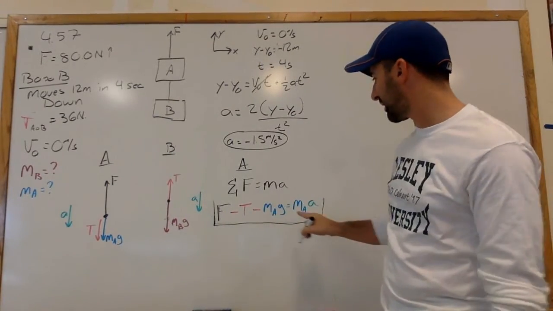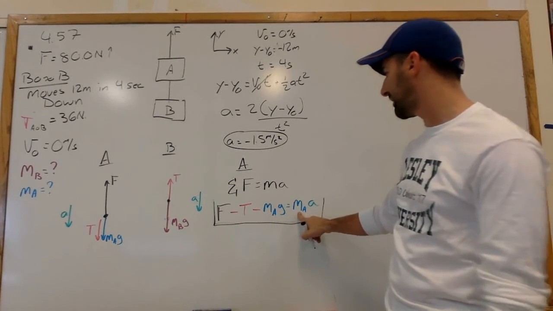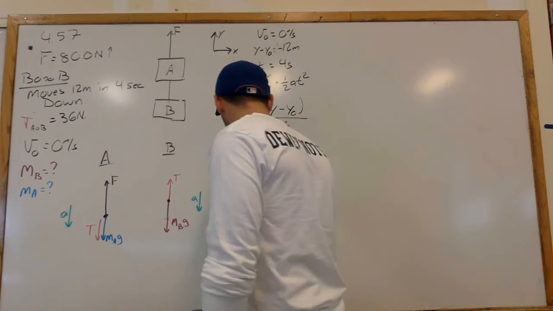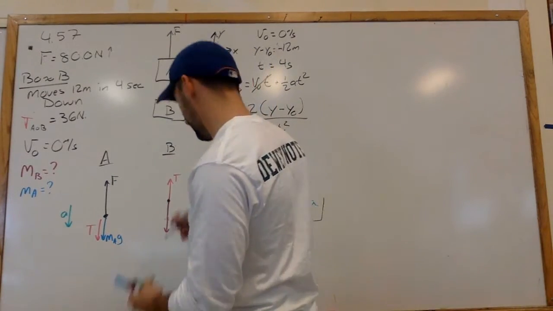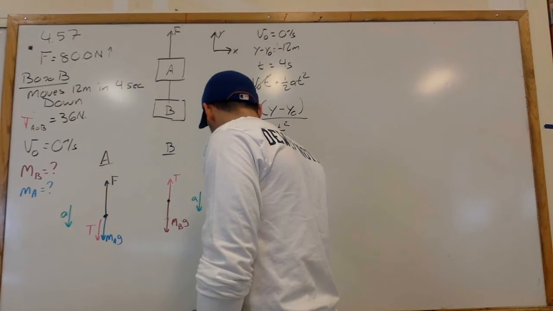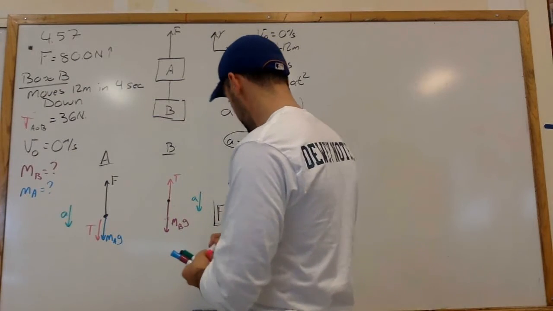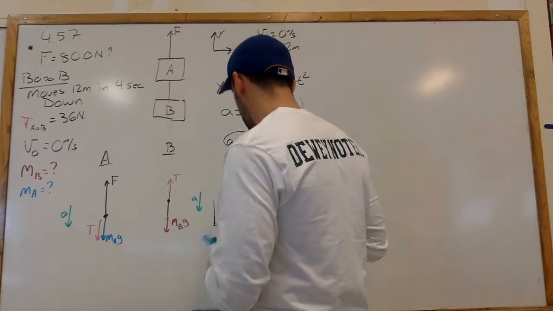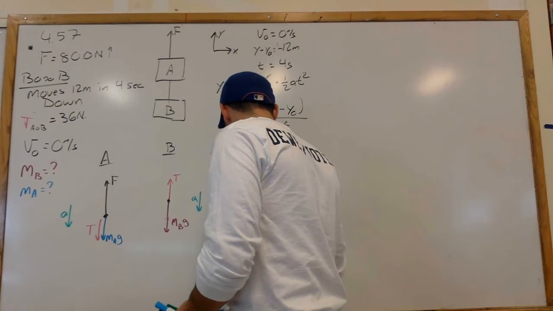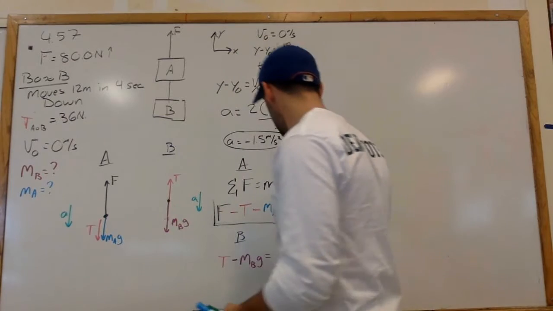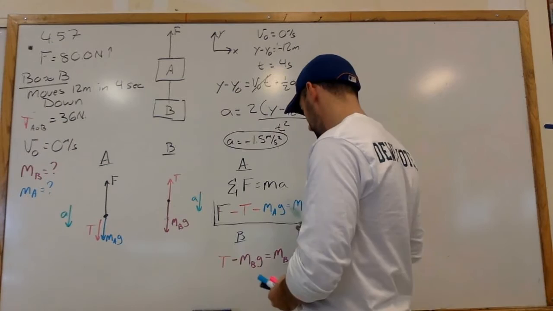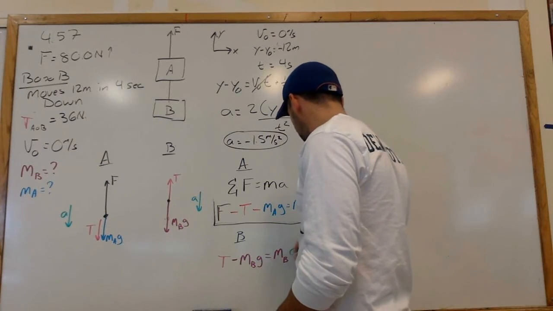What don't I know here? Actually, the only thing I don't know is A. I could plug that right in and solve now if I want to. For box B, I've got a tension, that's tension going up, minus MBG equals MB times A.